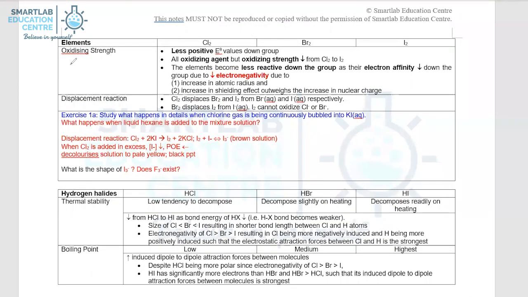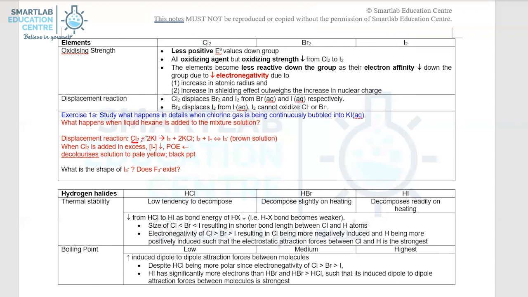Oxidizing power of halogens. All the halogens have standard electrode potential values that are positive, and hence they are oxidizing agents. And the oxidizing power decreases down the group, because the standard electrode potential value of your chlorine will be higher than that of your bromine, and bromine higher than that of your iodine. Chlorine, which has a higher oxidizing power, will be able to oxidize your bromide, and your bromine will be able to oxidize your iodide. So you can see that's the displacement reactions that you learned at O-level.